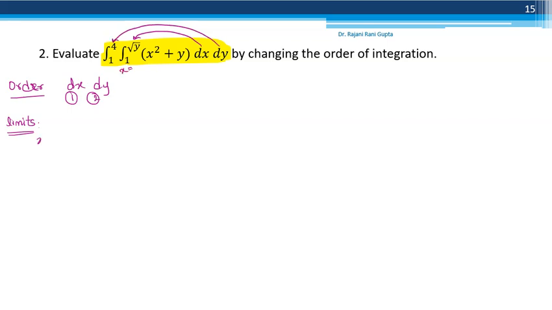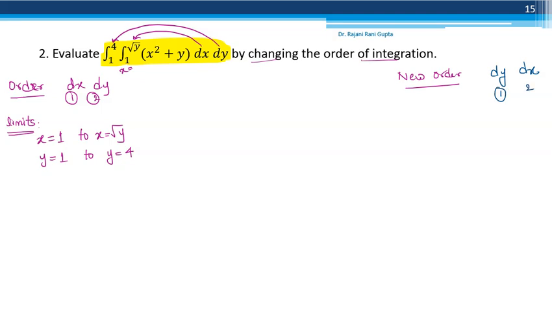So x varies from x equal to 1 to x equal to root of y, and y varies from 1 to y equal to 4. Now to change the order of integration, we know that the new order should be dy dx. First, we should integrate with respect to y and then with respect to x. And for that, we need the limits. So to find the limits, we need to draw the graph.